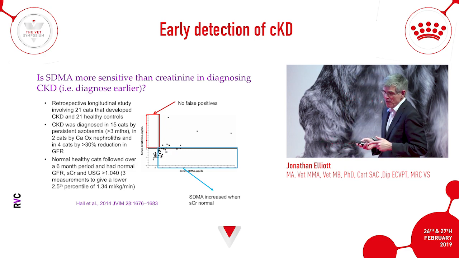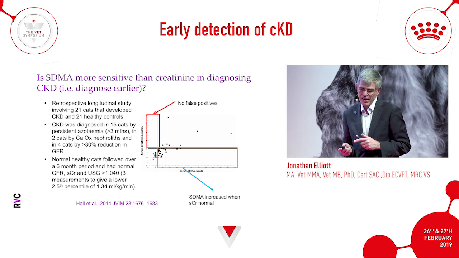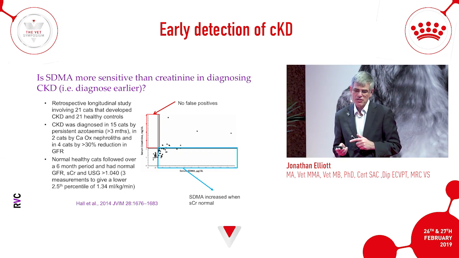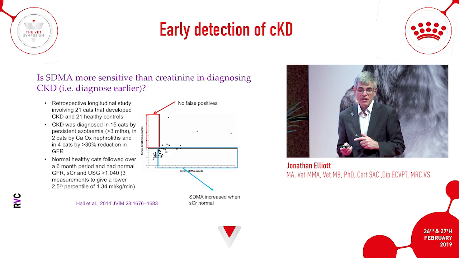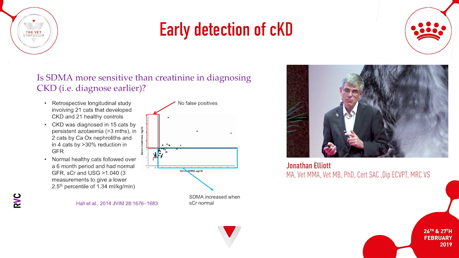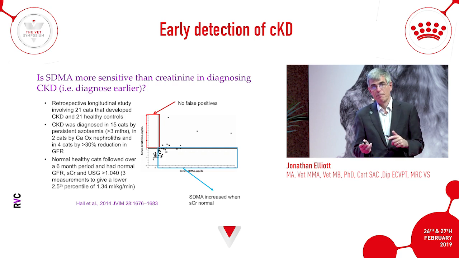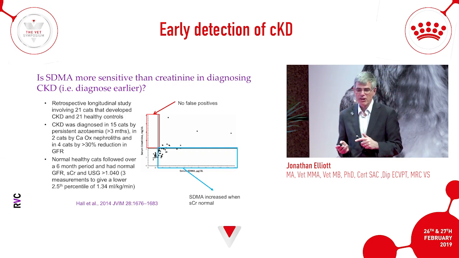What the graphic is showing is taken from the paper, and it's plotting serum creatinine against serum SDMA, and they had no false positives, so they had no cats that had elevated serum creatinine without an elevation in SDMA. Serum SDMA increased when serum creatinine was within the reference range, and they took the reference range up to 2.1 milligrams per deciliter for creatinine.